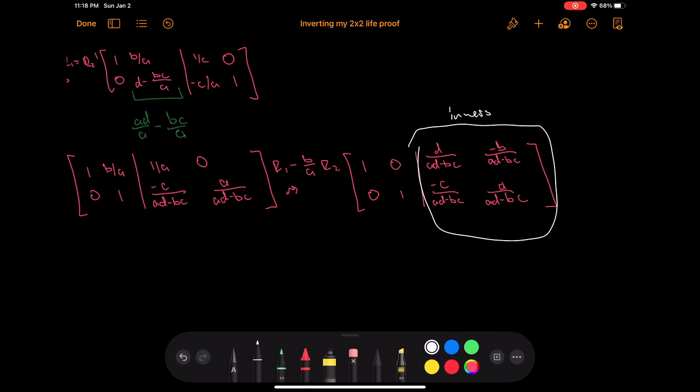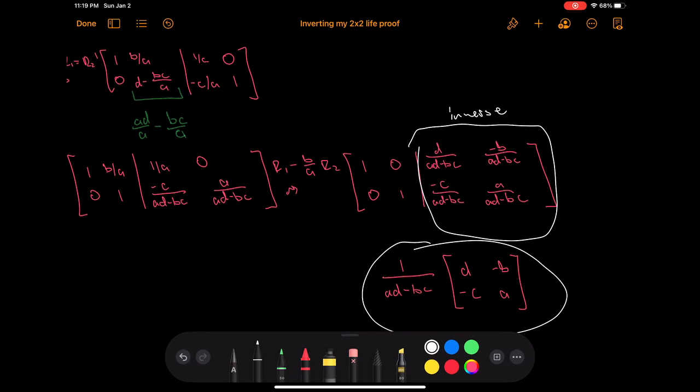Because they all have a common denominator, we can just factor out 1 over AD minus BC, and then we'll have D, negative B, negative C, and A. And that's the proof of the inverse of a 2 by 2 matrix. This is the formula that we can use. This was a little bit longer, but it's a proof.